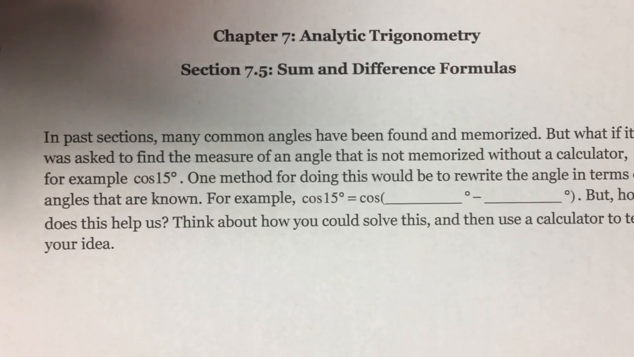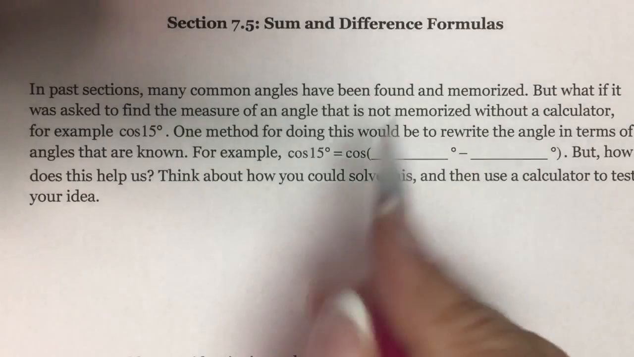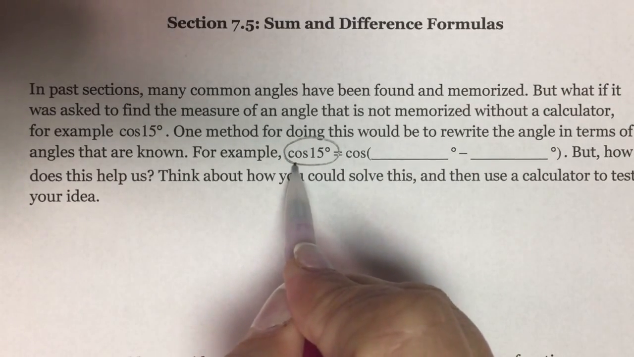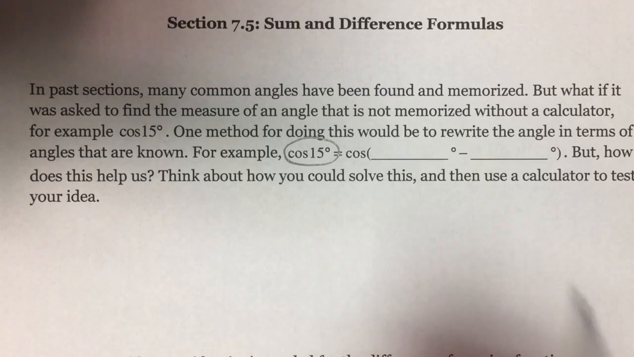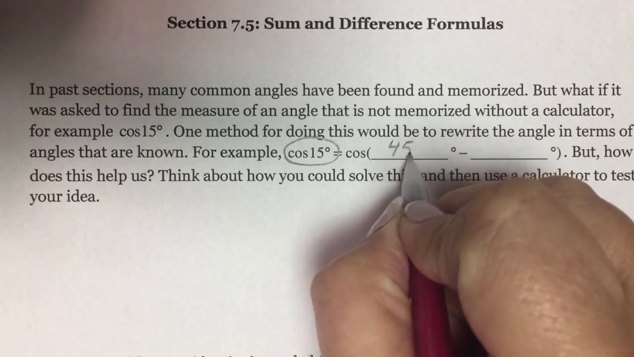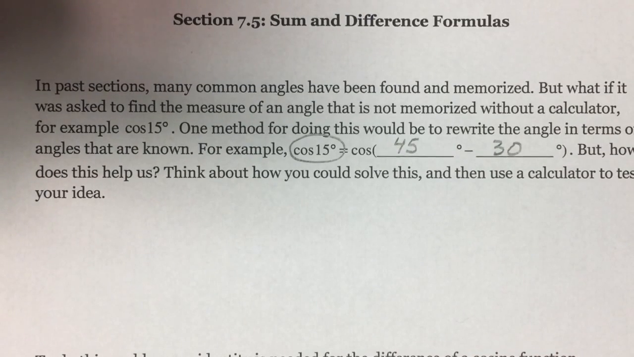So why do we need the sum and difference identities? Well, it's to be able to find sines, cosines, all the trig functions of values that are not on your unit circle, of course, without using a calculator. So for example, if I wanted to find the cosine of 15 degrees, that is not one of our special angles, 30, 60, 45, all of those angles. But I could rewrite 15 degrees as 45 degrees minus 30 degrees. And those are two of our special angles on our unit circle.